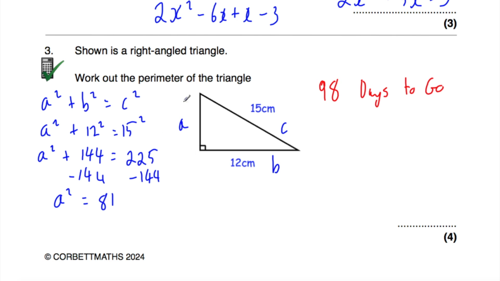So we've got that this side squared is equal to 81. If we square root that, A is equal to the square root of 81, which is equal to 9. So A is equal to 9 centimeters.